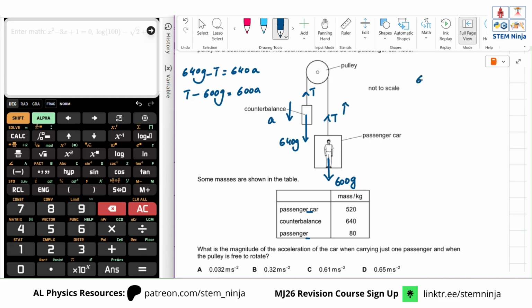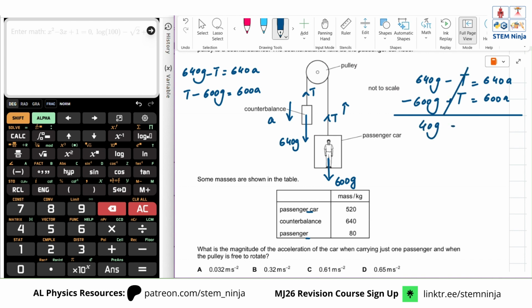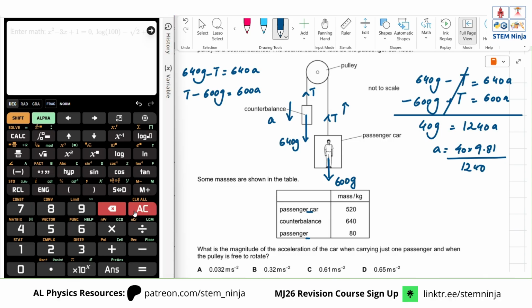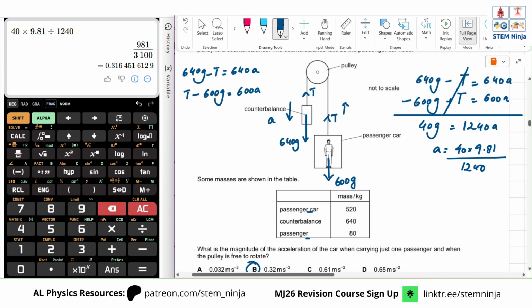So you have 640 G minus tension equals 640 A. And the tension is positive in the second equation. This is negative. And this is 600A. So we just need to add these equations together, not subtract them. This already cancels out. This is 40G, and this becomes 1240A. So acceleration would be 40 times 9.81 divided by 1240. So this would be 0.316, which is this one, B.